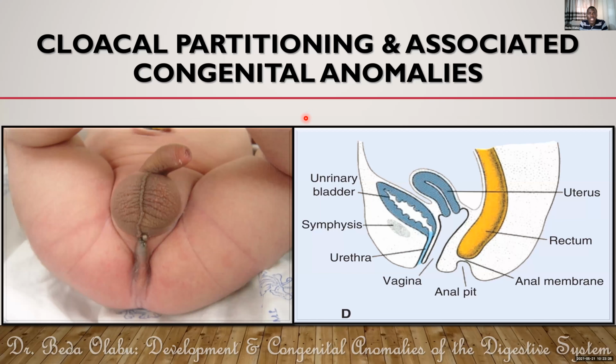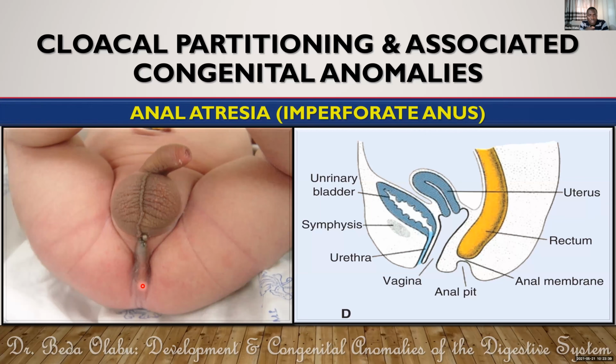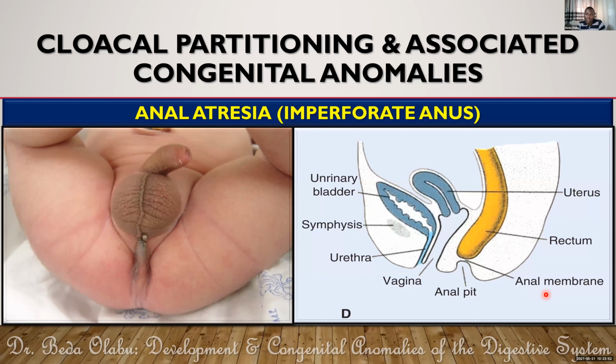Let's now finish with those malformations that affect the cloaca. To your left is a baby without, you can't see the anal opening. So we can call it anal atresia or imperforate anus. Could be due to failure of perforation of the anal membrane. Persistence of the anal membrane gives you imperforate anus, or you can call it anal atresia. How will this child present? They'll never pass stool, even meconium.